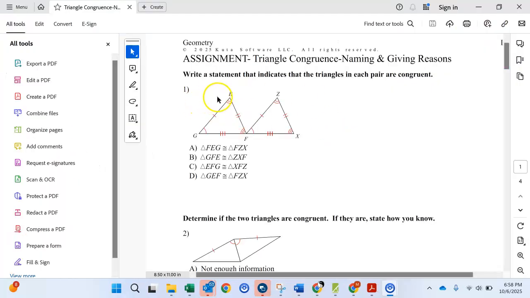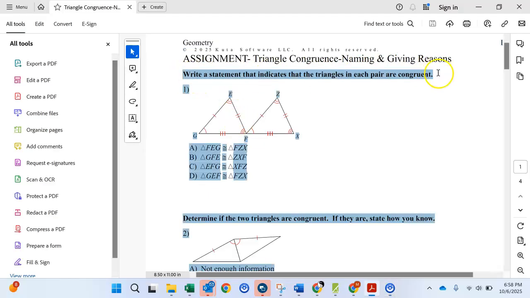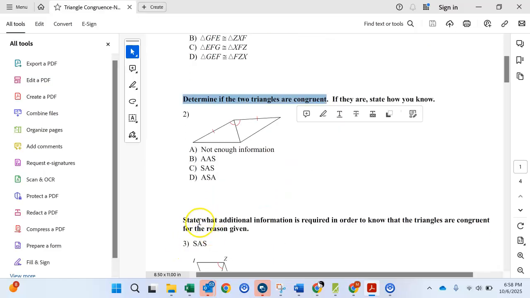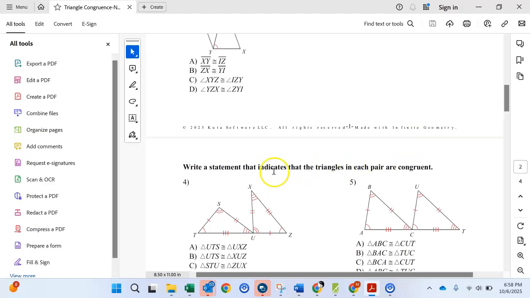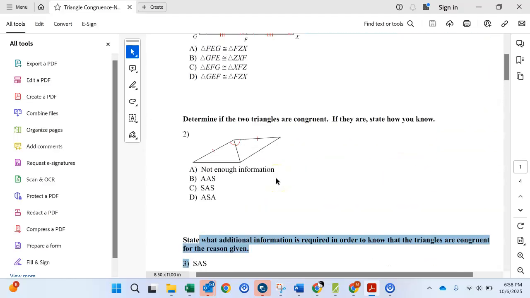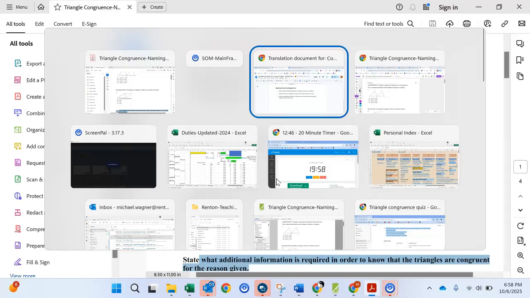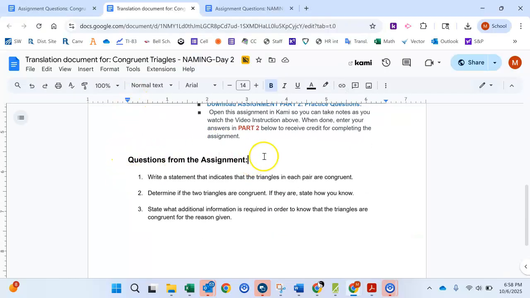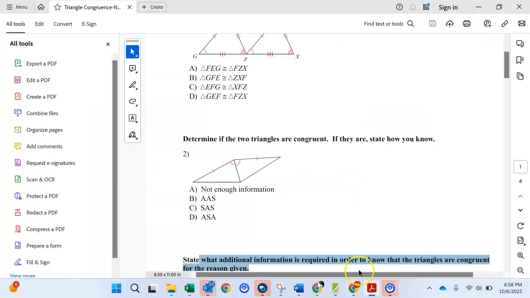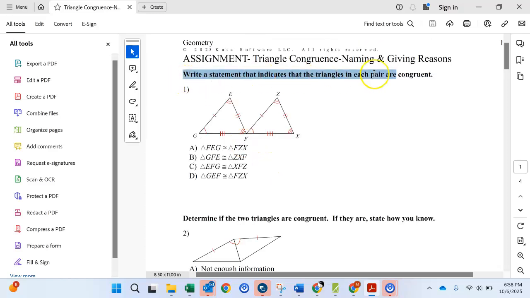On this assignment, there's 3 types of questions. Question 1, and this is what it's asking. Question 2, and this is what it's asking. And question 3, this is what it's asking. And then all the other questions are reviewing those. They're the same questions. So if you need a translation, I put the questions into this translation document over here where it says questions from the assignment. So this right here is the same as number 1 there. So make sure you translate it so you can understand it.